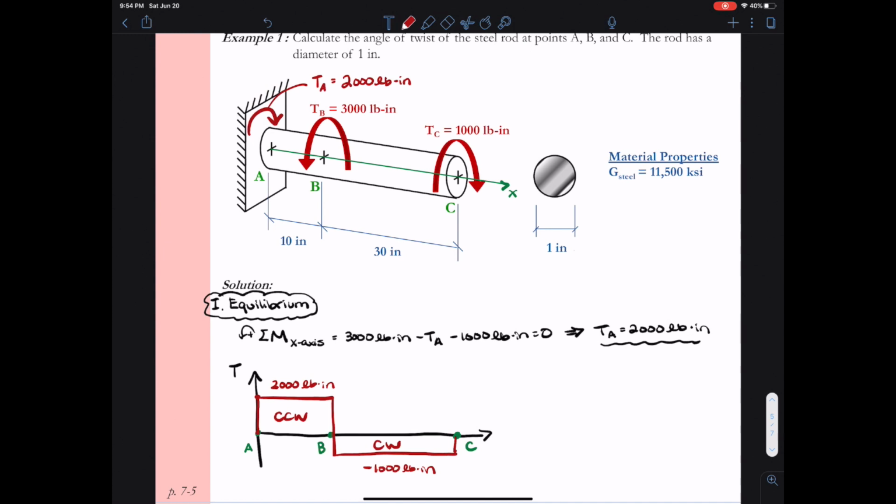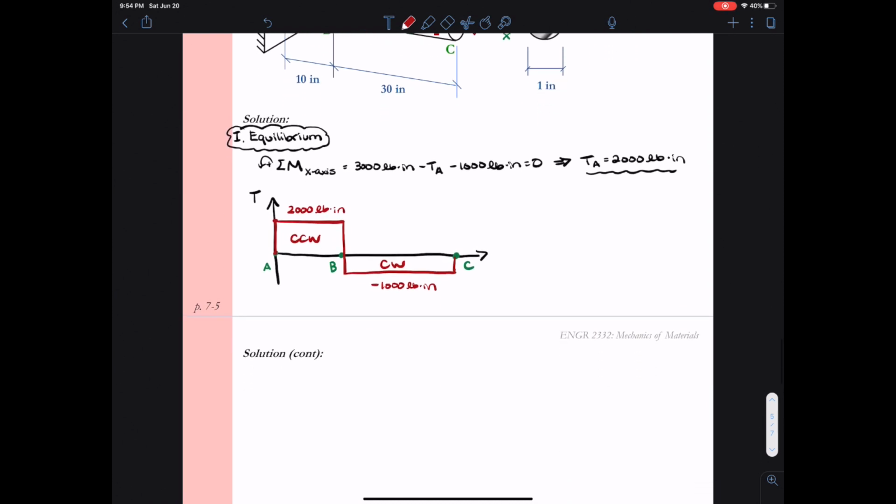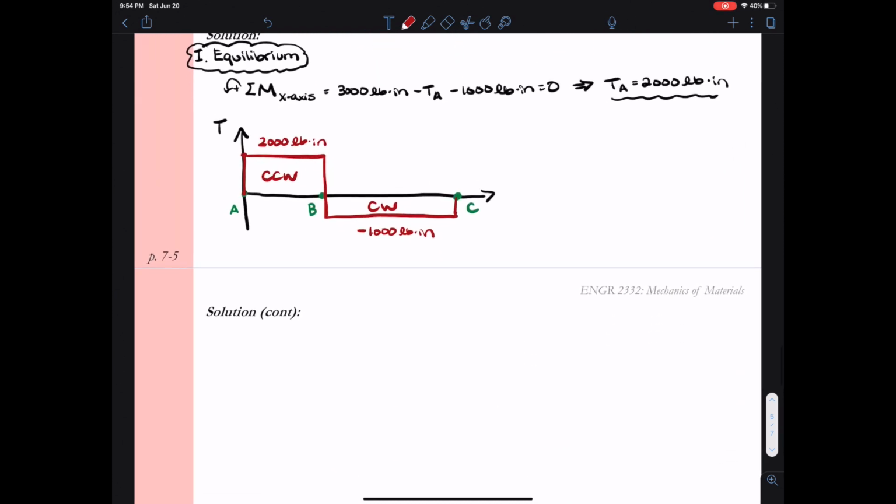Then we get to point C. At point C, we have a clockwise applied torque. This brings us back up to 0 at point C. I've gone ahead and added my sign convention, so positive is counterclockwise, negative is clockwise.